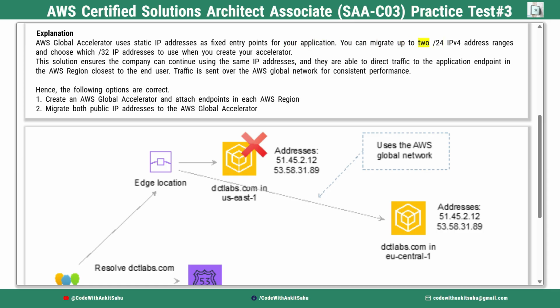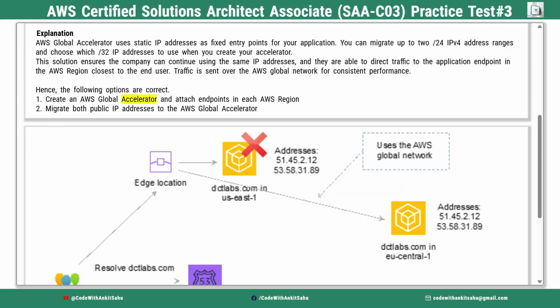You can migrate up to two /24 IPv4 address ranges and choose which /32 IP addresses to use when you create your accelerator. This solution ensures the company can continue using the same IP addresses, and they are able to direct traffic to the application endpoint in the AWS region closest to the end user. Traffic is sent over the AWS Global Network for consistent performance.